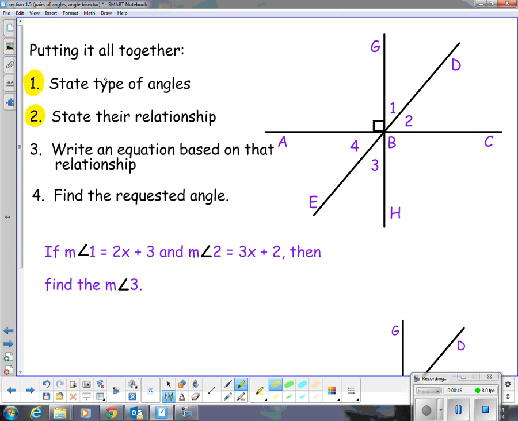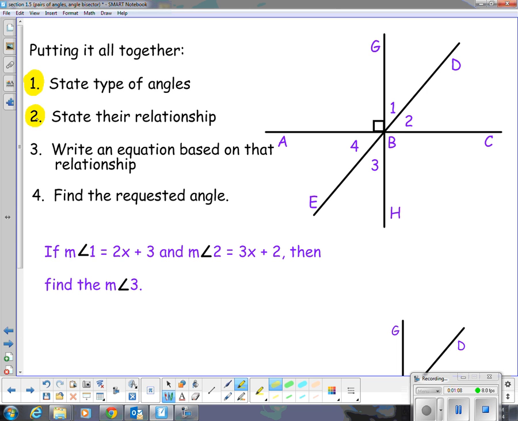So if part 1 was complementary, then the relationship would be they add to 90. If it had been supplementary, then they add to 180. If it had been vertical angles, then vertical angles are equal. If it had been linear pair angles, then they add and equal 180. If it had been a right angle, then we know that angle's measure is 90.